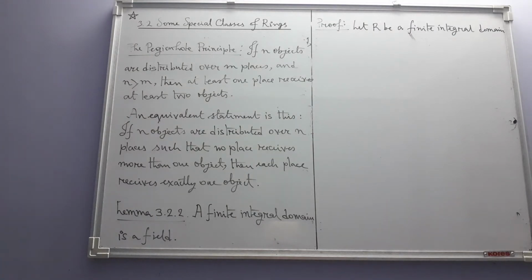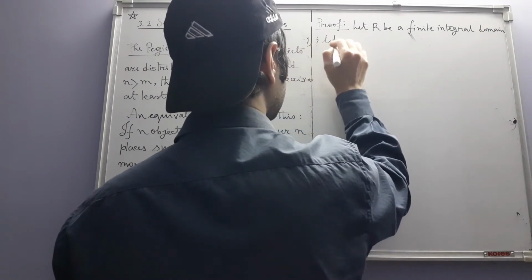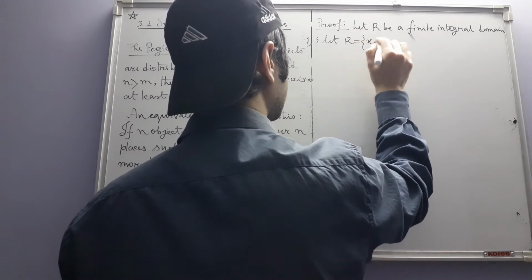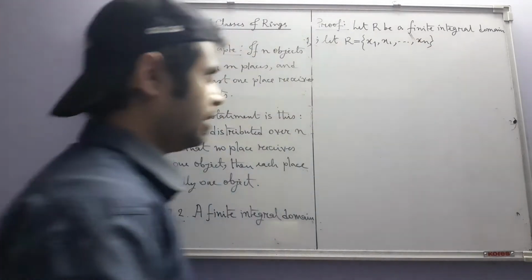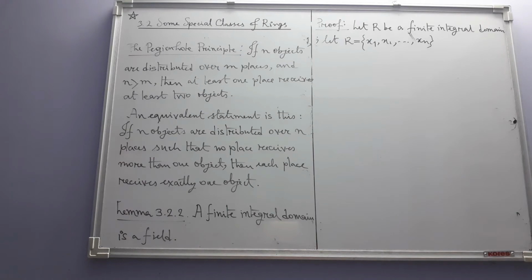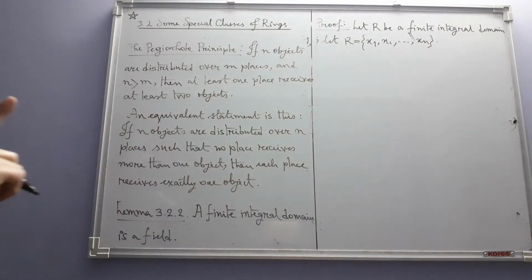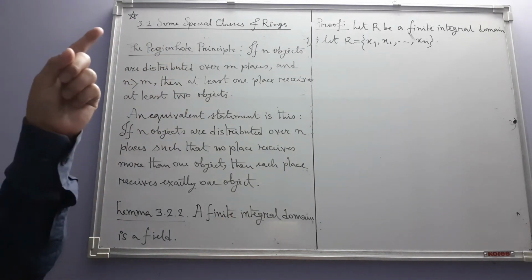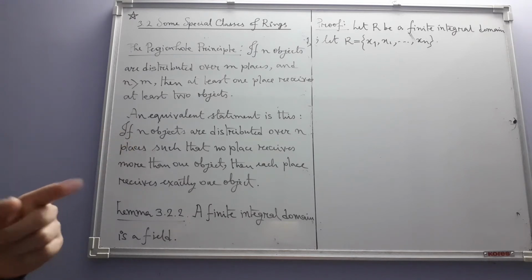Let R be a finite integral domain. Since it is finite, we can list its elements; let it have n elements, where n is some positive integer. Being an integral domain, R is already commutative. So we have to show that R has a unit element and every non-zero element has a multiplicative inverse.